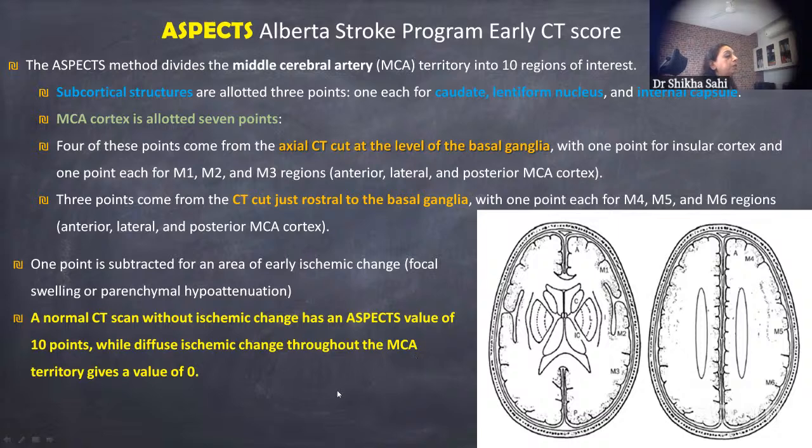So a patient with a normal CT scan will have a score of 10. The lesser the score, the higher the chances of ischemic damage. So this is the MCA territory ASPECTS score.